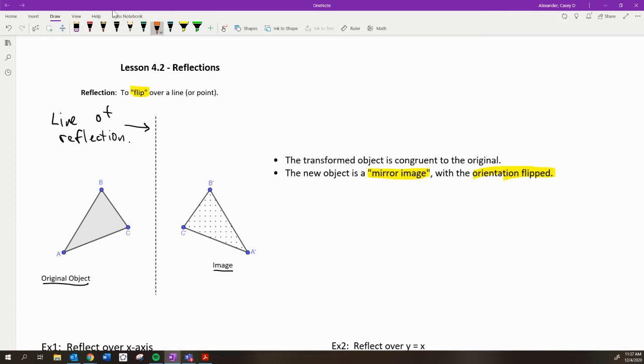The transformed object is congruent to the original object. This and this are the same size and shape, but the new object is a mirror image. It has the orientation flipped over. And like I was just saying, the distance is the key. Point B and point B prime are the same distance from the line of reflection. These distances are the same, this one and this one. And that's true of all 3 corners, and really on all the points the distances are the same. That's how you do a reflection by hand. Again, point C is the same distance as point C prime, and so on.